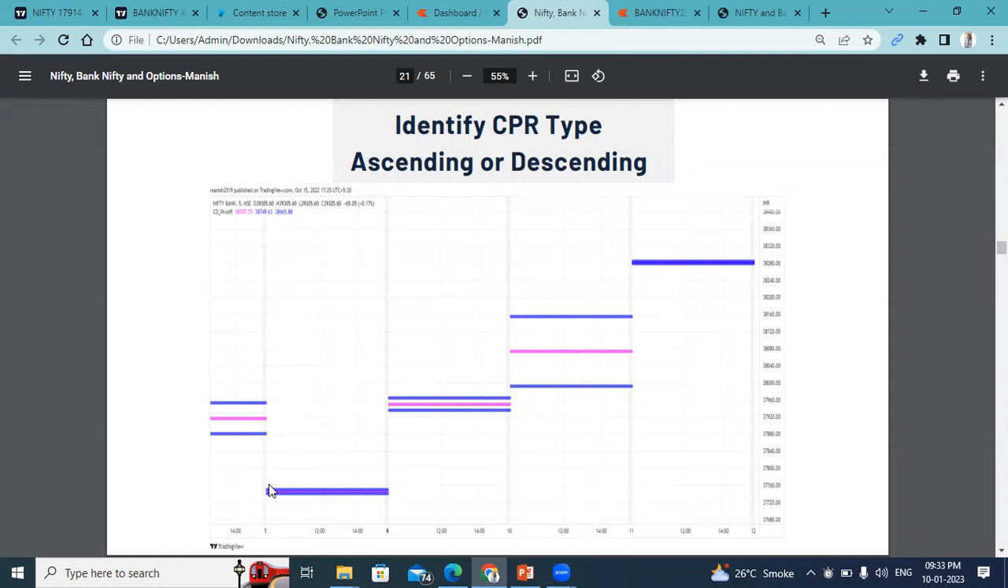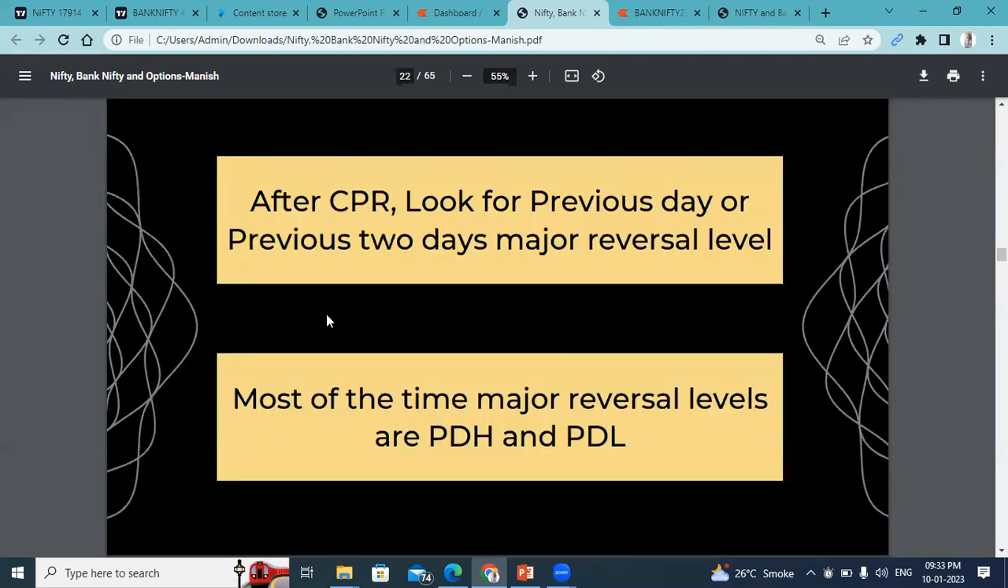Okay, look at the first one. First one is also a tight CPR. Look at the second one. We will call this average CPR. Okay, this is not narrow, this is not wide. So this is average CPR. So average CPR is also okay. Okay, tight CPR is best for us. And this is wide CPR, we will avoid. So I hope now the CPR part is very clear. Okay, now we will move to next rule.